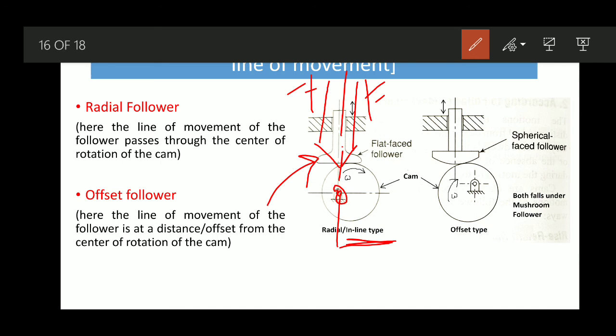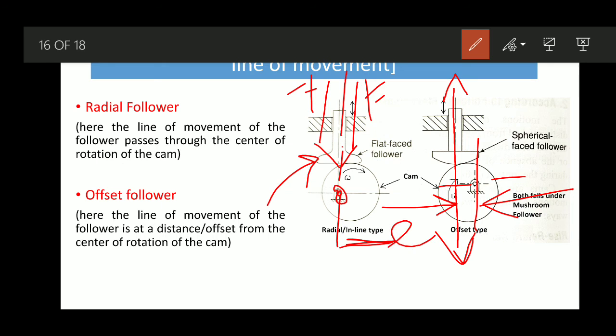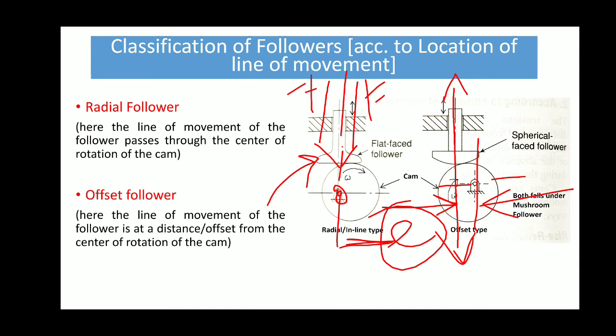And what is an offset follower? It is just the reverse: when the line of movement of the follower doesn't pass through the center of rotation of the cam, that is, there is a distance, as can be seen from this figure. This is the line of movement or axis of movement of the follower, and this portion is the center of the cam. You can see there is a distance between them, the offset distance, which we can denote by E. If that situation is there, this arrangement is known as an offset arrangement of cam and follower, and this follower is an offset follower.